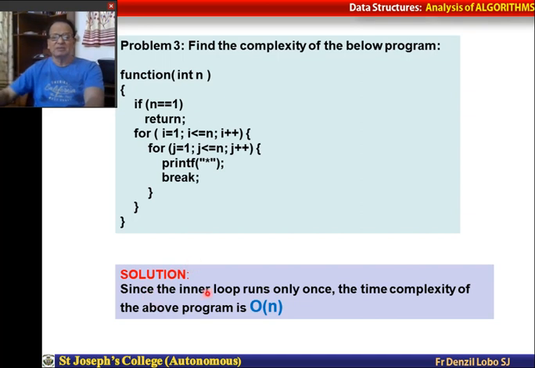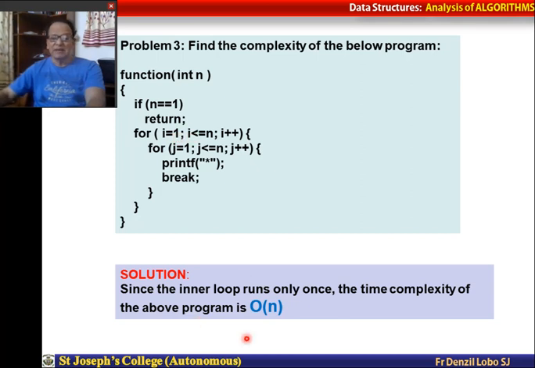So we take the solution. Since there are two loops here, the inner loop has a break. Therefore every time it prints and breaks, it doesn't go forward. Therefore, it will only run from 1 to n, just 1 to n.